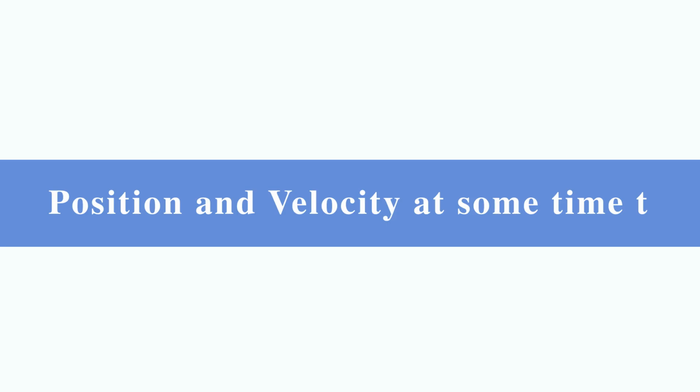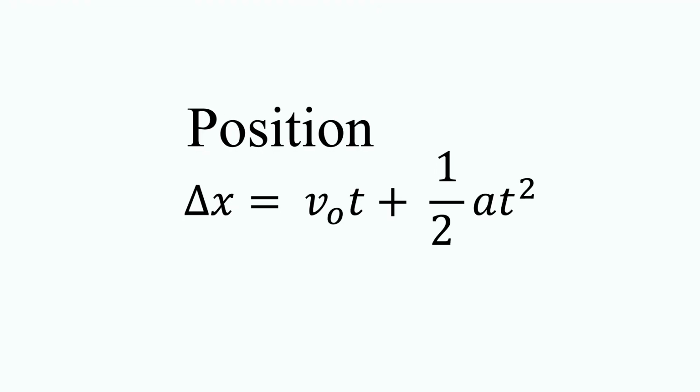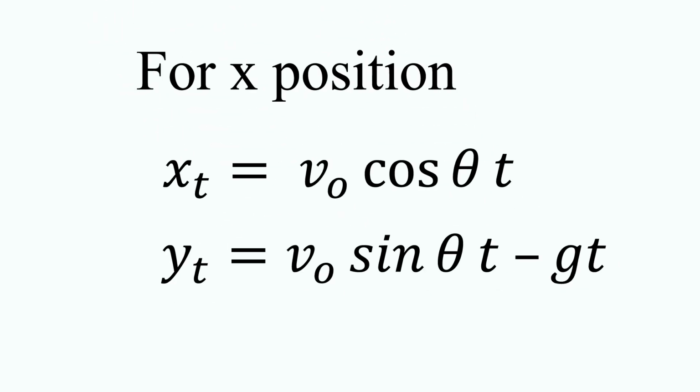Position and velocity at some time t. To solve for position, use the displacement equation and the value for t that you are given. Position will have an x and a y component. You will solve for them separately. Recall that the acceleration in the x direction is 0, and in the y direction, it is gravity and points straight down.